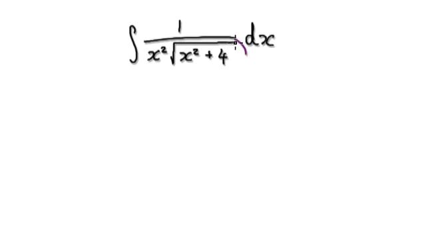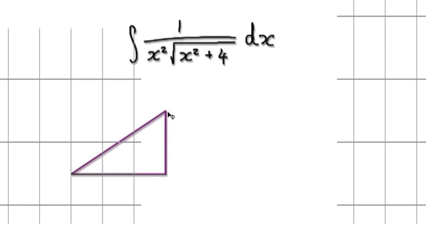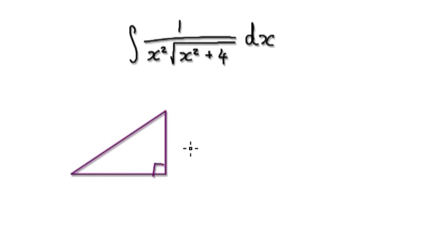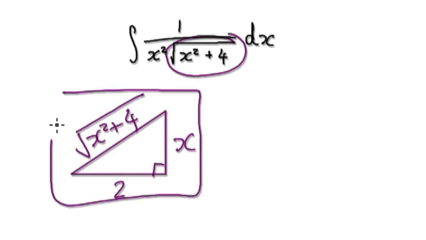Okay, so to do this, your eye should zoom into this complicated square root bit. Now create your triangle in such a way that this complicated square root bit is true. If you make this to be x, and if you make this to be 2, then the hypotenuse will have no choice but to become the square root of x squared plus 4.